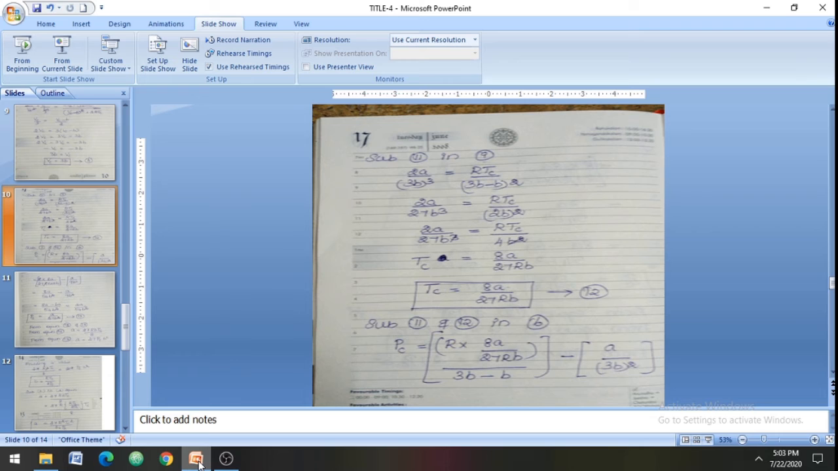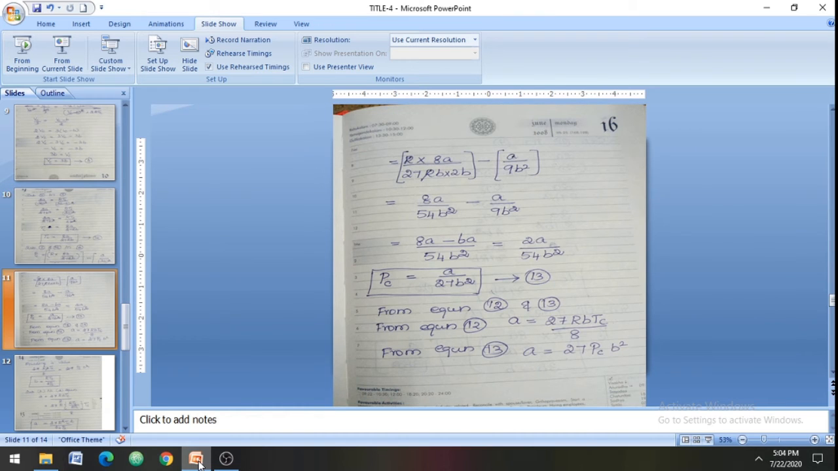Finally we get the value Tc is equal to 8a divided by 27Rb. This is the 12th expression. Substitute 11 and 12 in the 6th expression. Since we already have the 11th and 12th expressions, substituting in 6 we get the value of Pc as a by 27b squared. This is the next critical constant value.